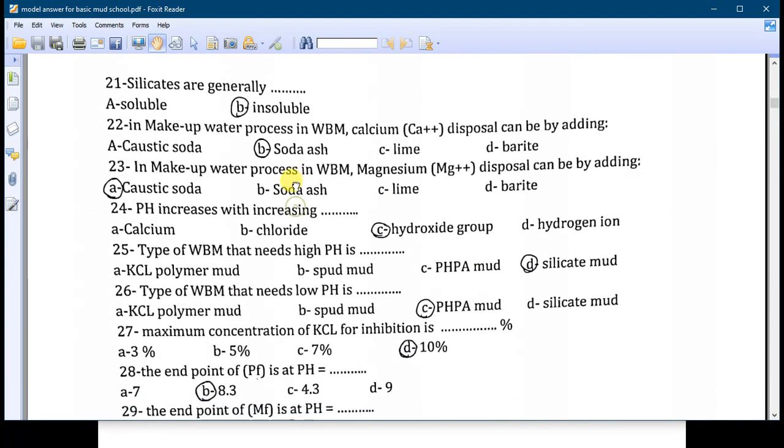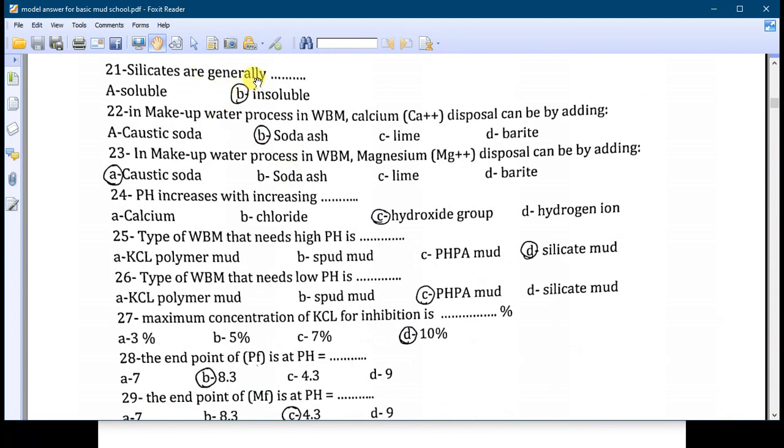Number 21, silicates are insoluble, generally insoluble, okay? Number 22, in makeup water process in water-based mud, calcium disposal can be done by adding, okay, this is a very important question, number 22.